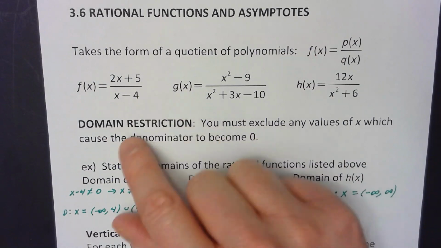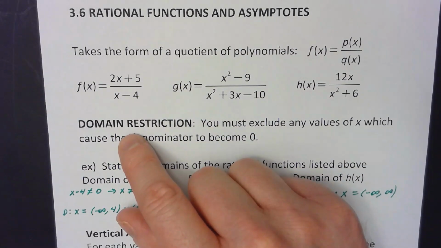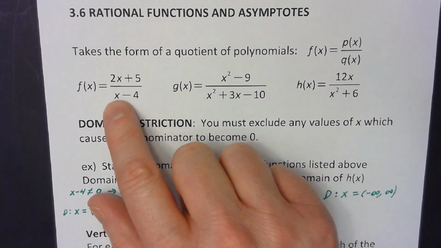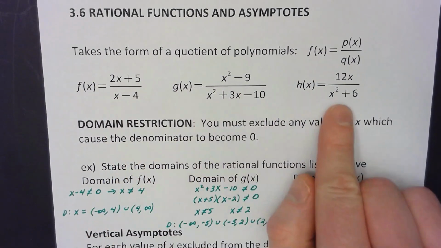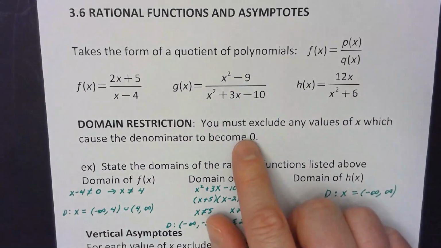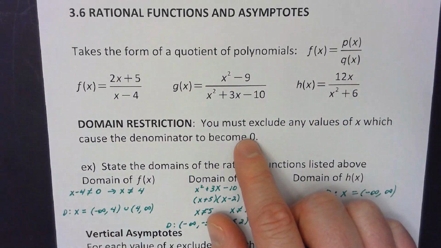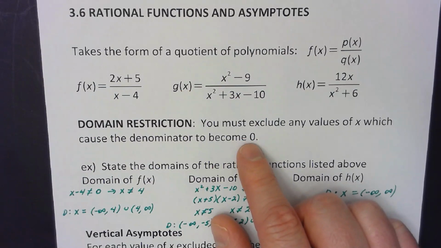Now, since it's a fraction, you automatically know that rational functions will have a restricted domain, because in any fraction you can never allow the denominator to be 0. So that's what I'm saying here, that they always have a domain restriction. Any value of x that causes the denominator to be 0 has to be excluded.